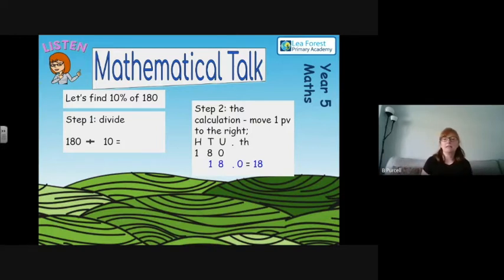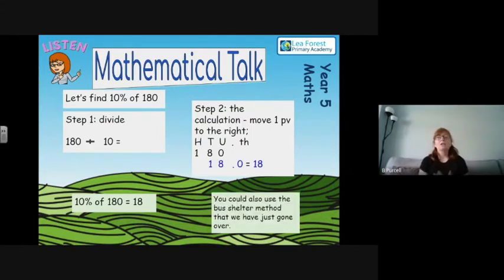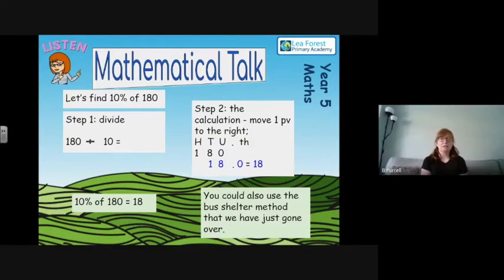So I know that if I move everything one place value, it becomes 18. And of course, I don't need the 0 because 0 is our placeholder. So 10% of 180 equals 18. So I've found 10%, and that is the easiest way. You could always use the bush out method that we've just looked at. But if you can get into the habit of knowing that 10% is dividing by 10 and moving one place value to the right, it will really make finding percentages a lot easier for you.